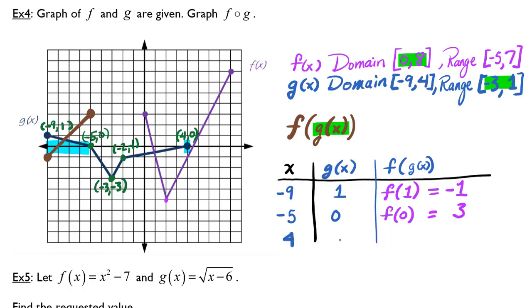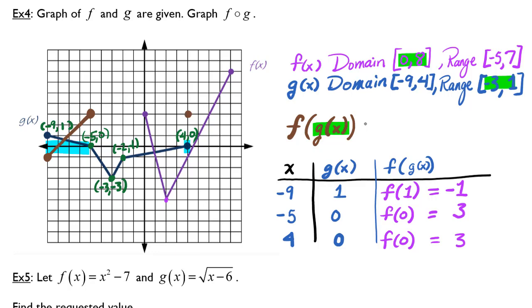Now let's substitute 4. When we substitute 4 into our function g of x, we get an output of 0. F of 0 we have already found to be 3. And so a substitution of 4 into our function will give us a composition output of 3.